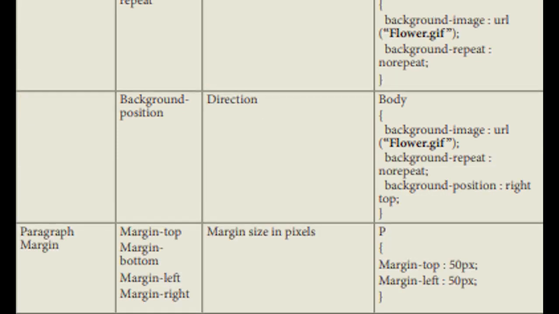Paragraph margin: margin-top or margin-bottom, margin-left, margin-right, and you can give the size of that particular margin which you need in pixels, right? So these are the text formatting properties and values which are frequently used in CSS, right?